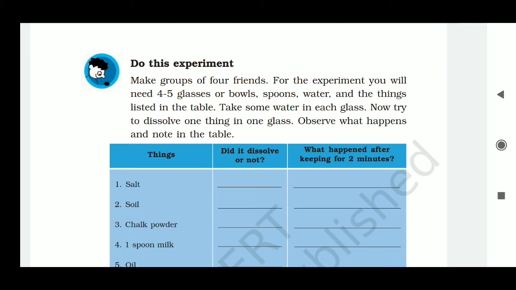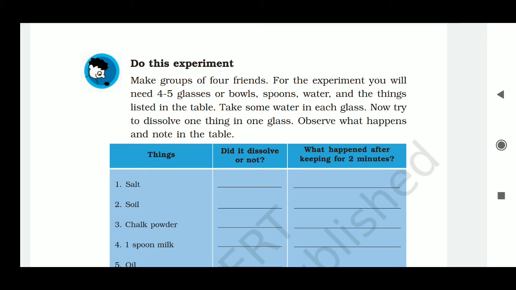One experiment is mentioned in your textbook, page number 64, in which you have to make groups of 4 friends. It's an activity to be conducted in the classroom, but as of now, since physical interaction is not there, it's not possible. You can perform this activity at home if the materials are available, and if you wish to do this experiment, you can do it at your home.